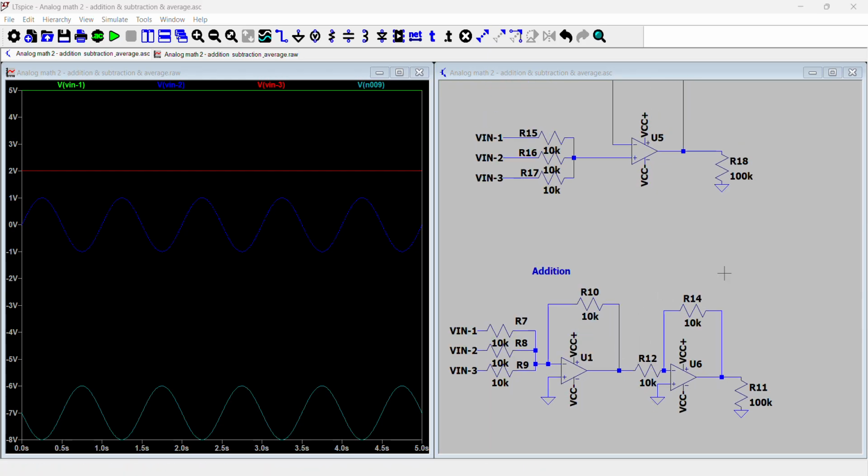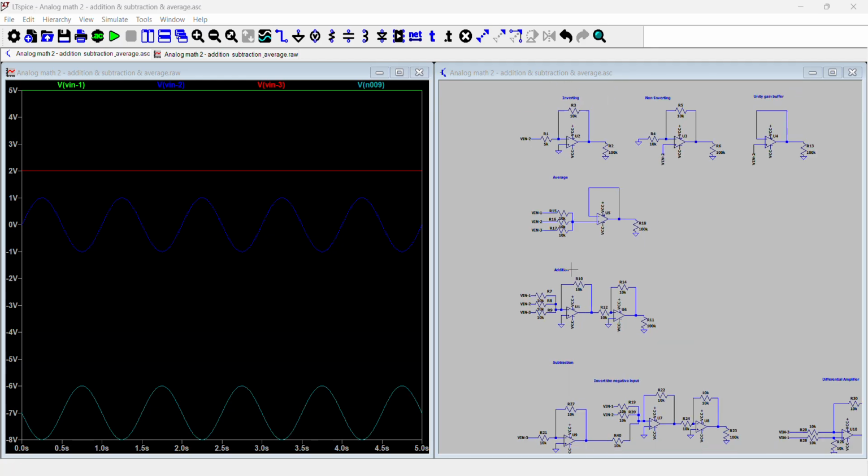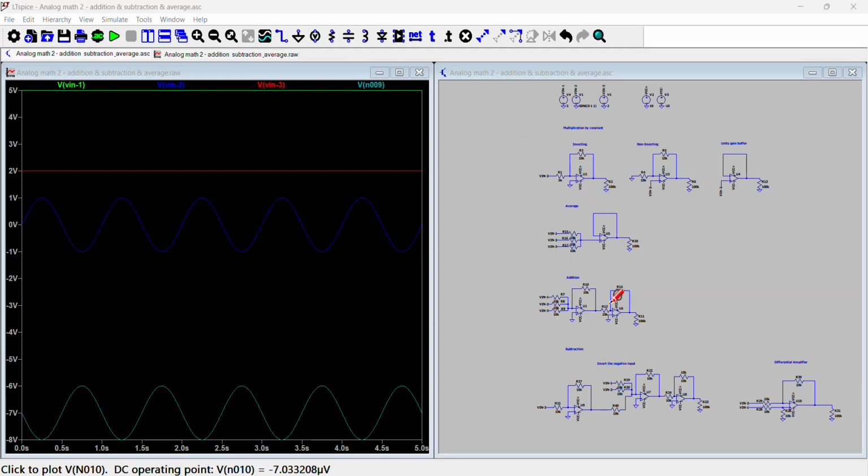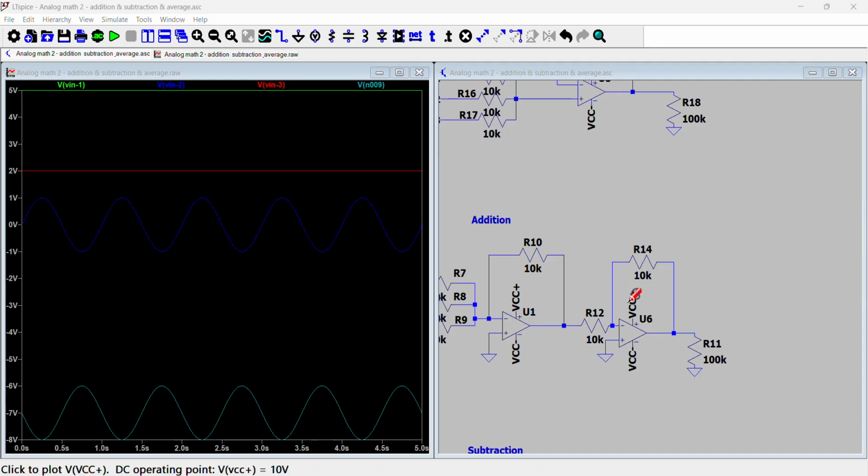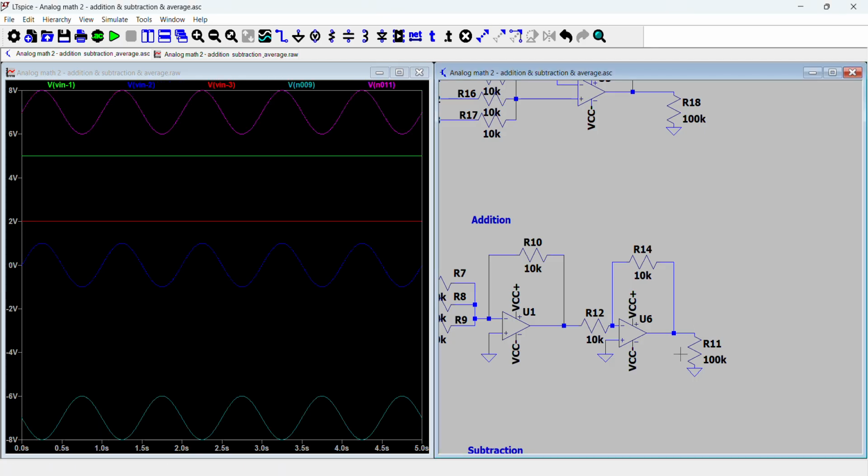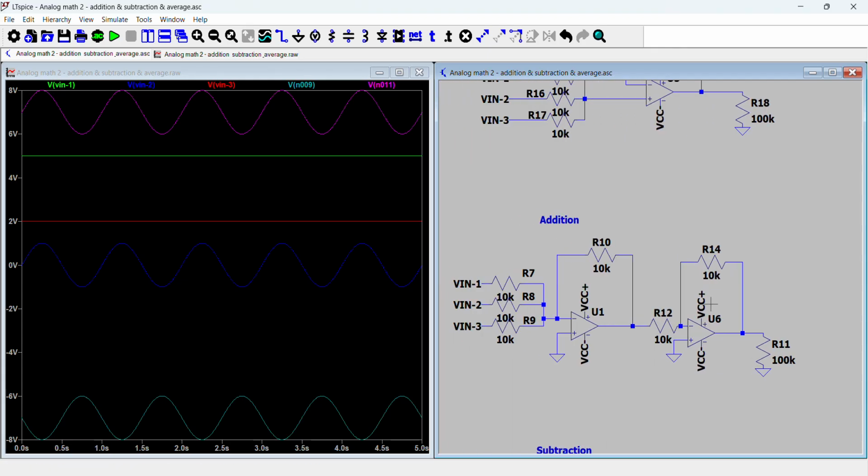I put another stage here to invert it again. So in this case, this is the inverting config, right? With the gain calculated to be 1. So 10k over 10k is 1. Therefore, this circuit stage is minus 1 gain. And so if you measure this total output across here, you can see that it is now the positive summation of these three inputs. Great, so that's the addition circuit.